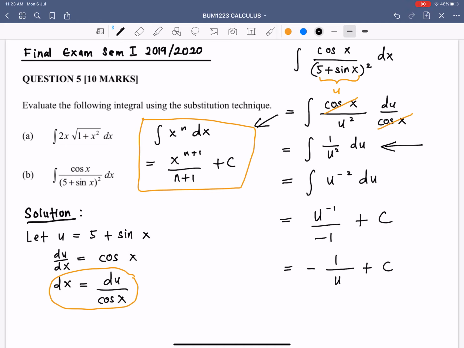And remember, your final answer must be in terms of x, where we want to go back to the original variable of the function, because in question B, the function is in terms of x. So negative 1 over, and we know that u is equal to 5 plus sine x, so negative 1 over 5 plus sine x plus c. Okay, so this is the final answer for question B.